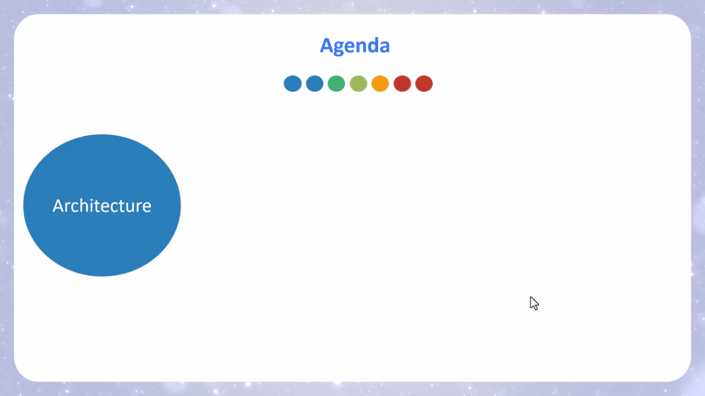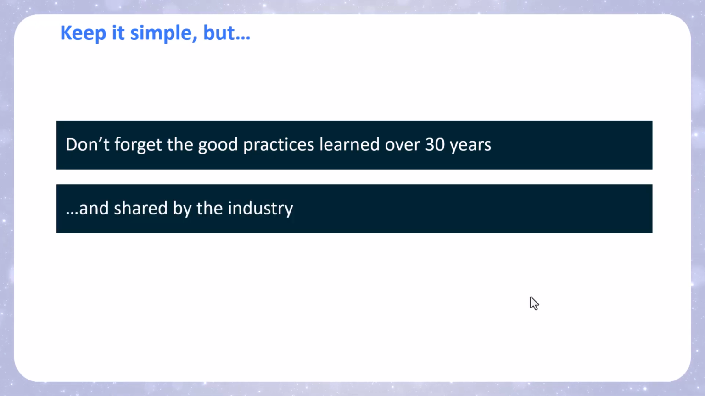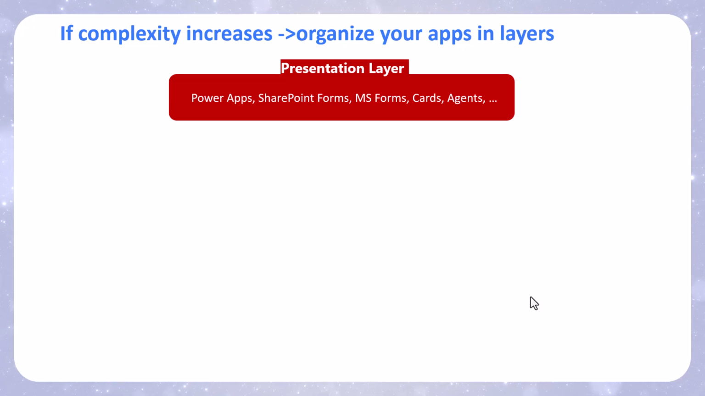Let's start from some extremely important architecture concepts. The rule when you create a complex application, including a combination of Power Apps and Power Automate, is to keep it simple. But don't forget the good practices learned over 30 years and shared by the industry, which is that if complexity increases, you have to organize your apps in layers. And in my case, I always organize my apps in layers. So normally we have several layers, like the presentation layer, which can be programmed with Power Apps, SharePoint Form, Microsoft Forms, cards, agent.